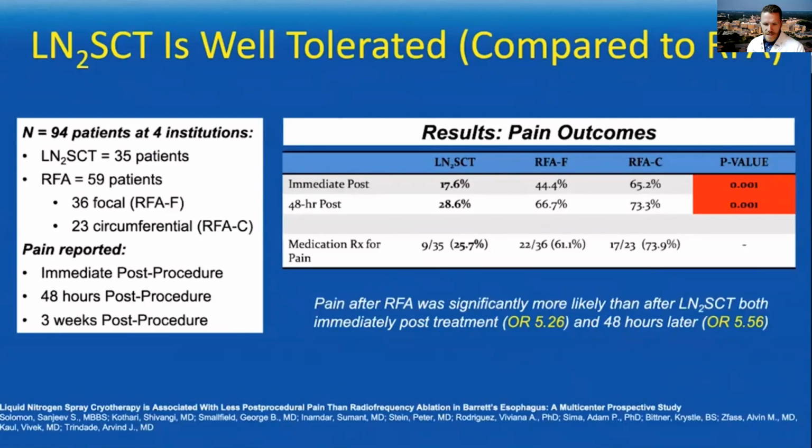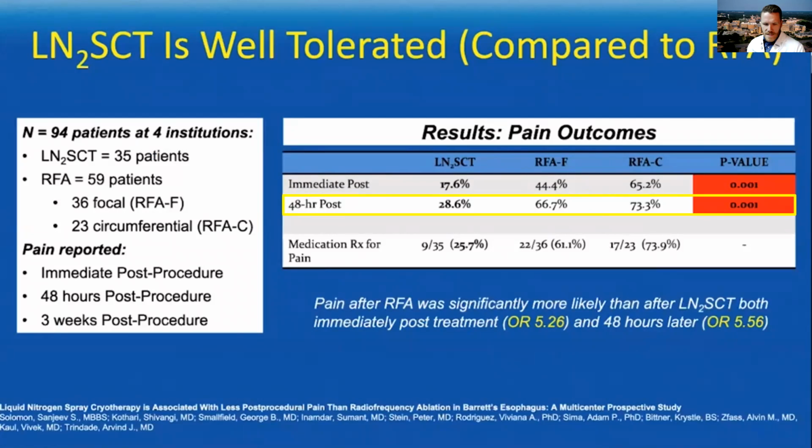On pain, we have a randomized trial comparing the two. So this one's a little more definitive. They had 94 patients at 4 institutions that they were looking at. The immediate post-op pain was significantly higher in the RFA patients, in particular the circumferential RFA patients at 65% compared to 17% for the liquid nitrogen.